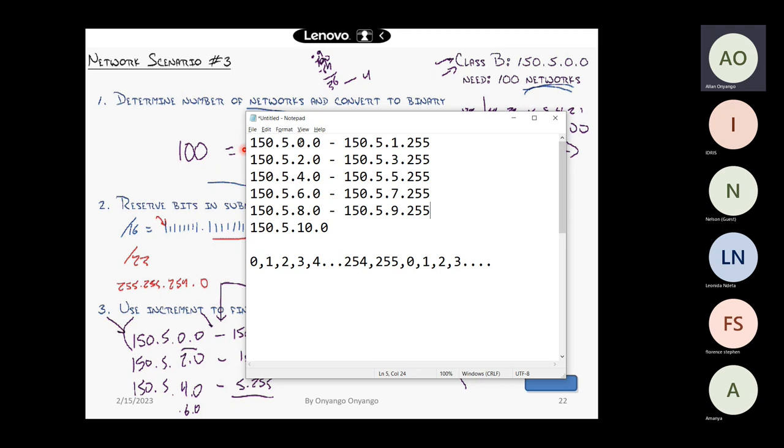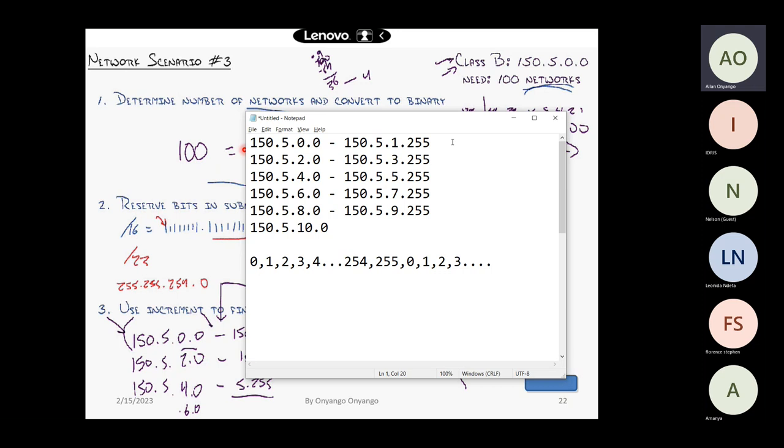150.5.0.0 is the network address. Okay? The first usable address is 150.5.0.1. The second usable is 150.5.0.2. Which means the broadcast address will be 150.5.1.255. That's the broadcast. The last usable is 150.5.1.254.